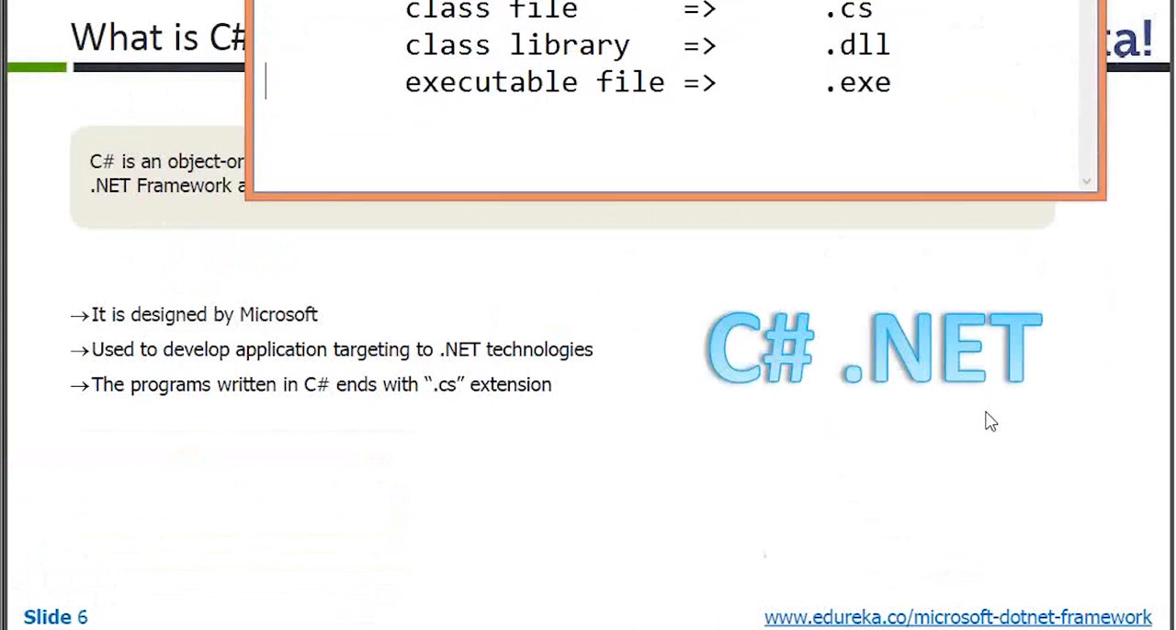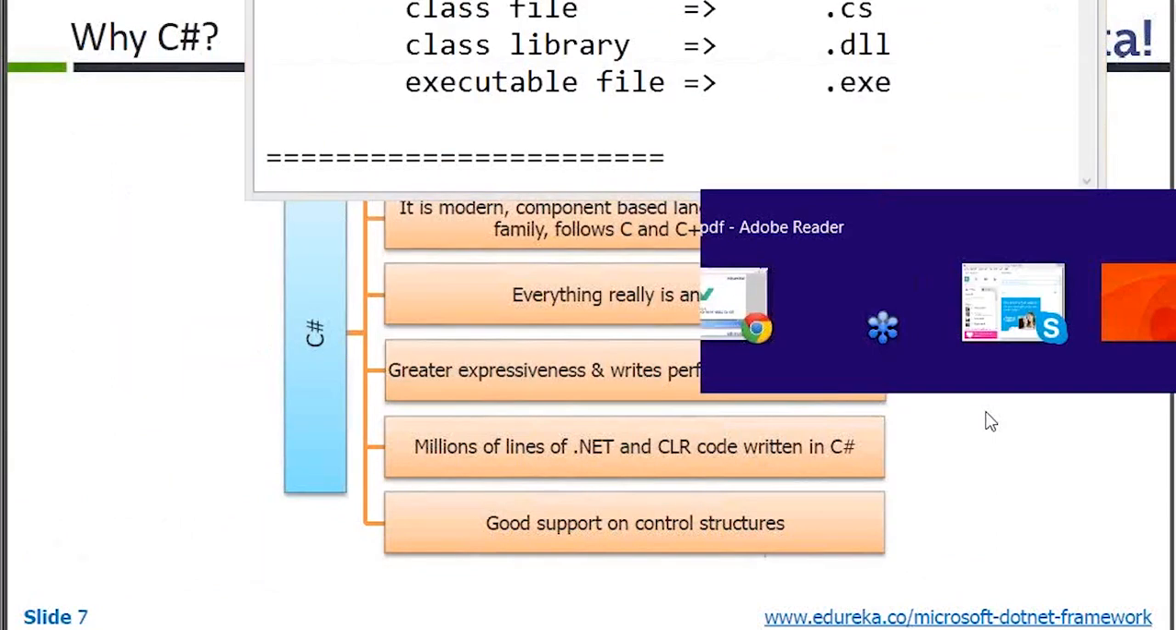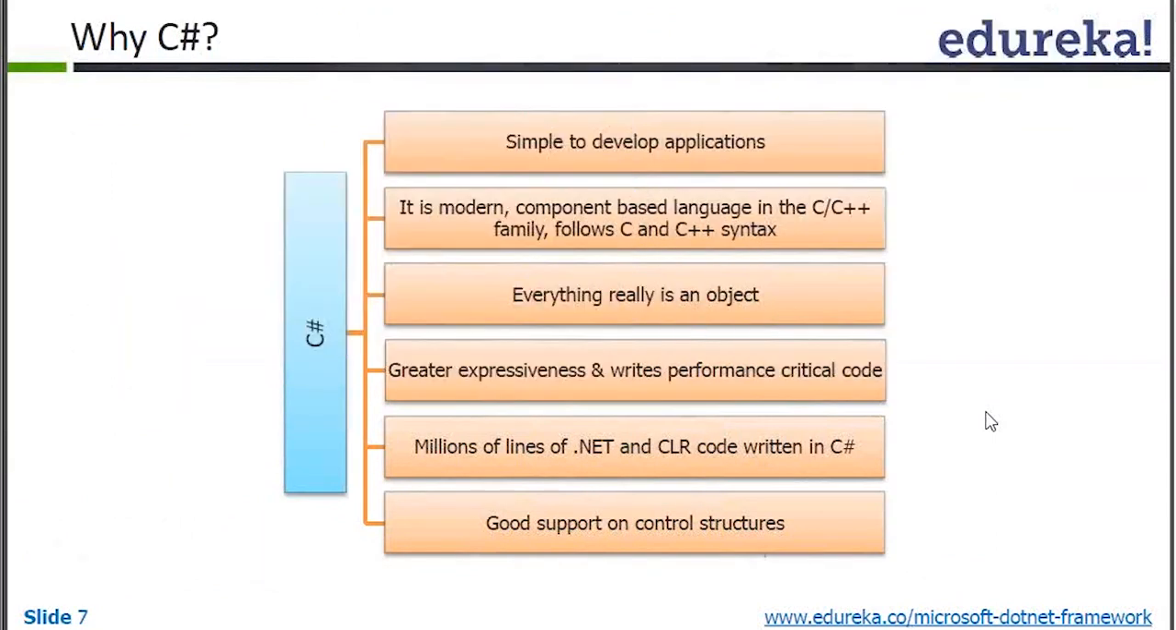DLL contains the code without a main method. An executable file contains the main method. Class libraries are used to consume, and executable files are used to execute. While working with .NET, there are some rules in order to work with it. C# is simple to develop applications. It's a modern component-based language in the C++ family, and follows C and C++ syntax. C# syntax is similar to C and C++.